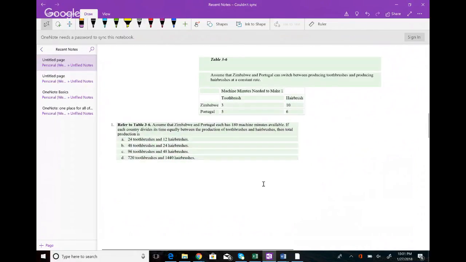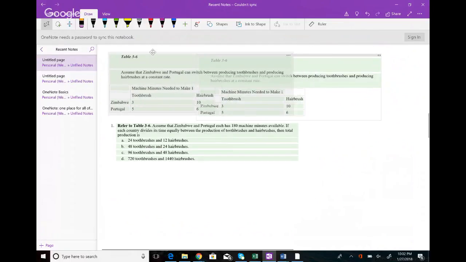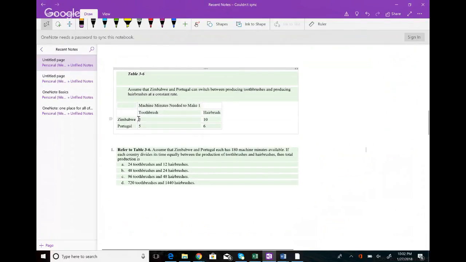Okay, so the question says, assume Zimbabwe and Portugal can switch between producing toothbrush or producing hairbrush at a constant rate. So for Zimbabwe, to make 1 toothbrush, it would take them 3 minutes. To make 1 hairbrush, it would take them 10 minutes. And then for Portugal, it's 5 minutes for each toothbrush and 6 minutes for each hairbrush.